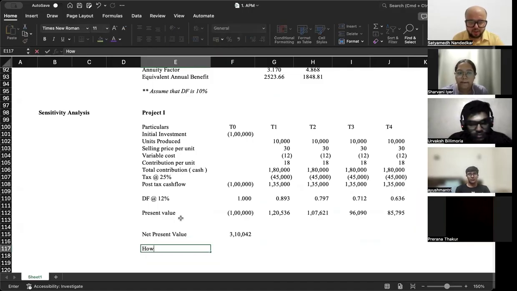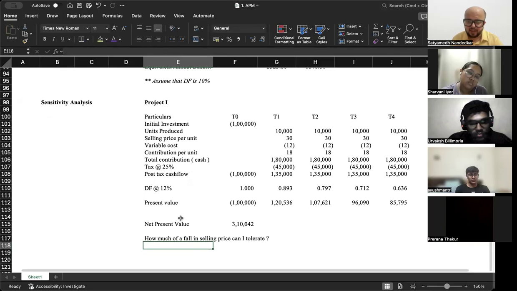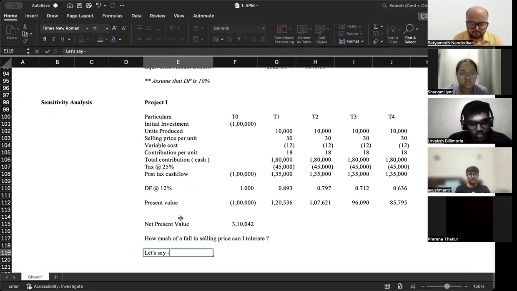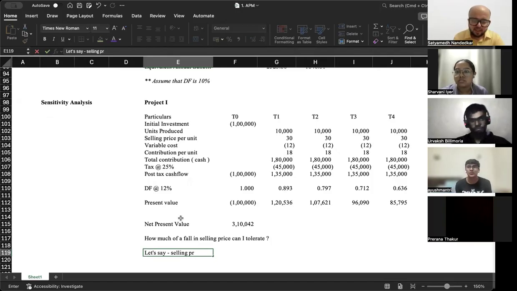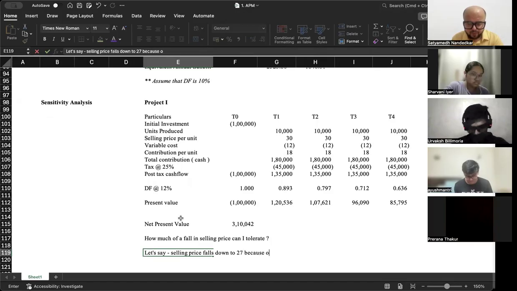Yes. Now the question is, how much of a fall in selling price can I tolerate? Let's say selling price, there is a lot of pressure in the market, like there's a lot of pressure in the ACCA market right now because so many people are jumping in. Everyone has to lower the prices at which they are selling the course. Let's say selling price falls down to 27 because of market pressure.